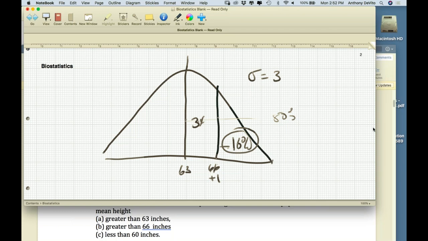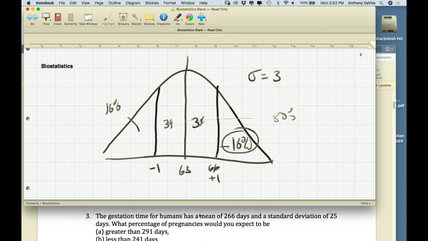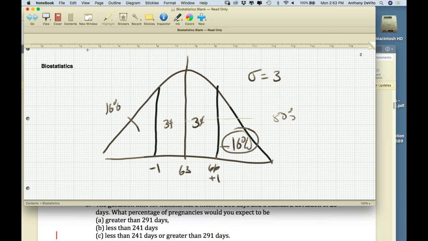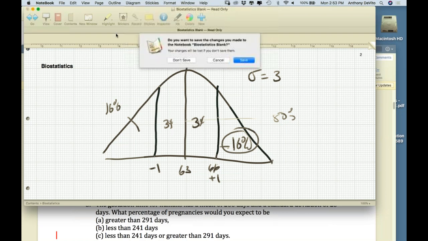How about less than 60 inches? Okay, so this is minus 1 standard deviation. So this is 34% again, leaving again 16%. Okay, so stuff's pretty simple, right? It can get a little confusing when the numbers get a little bit more complicated.